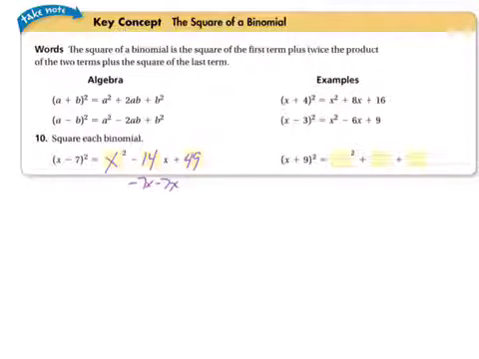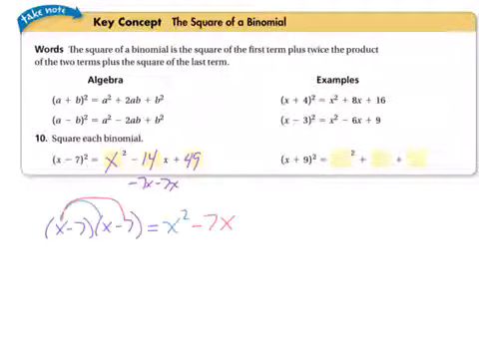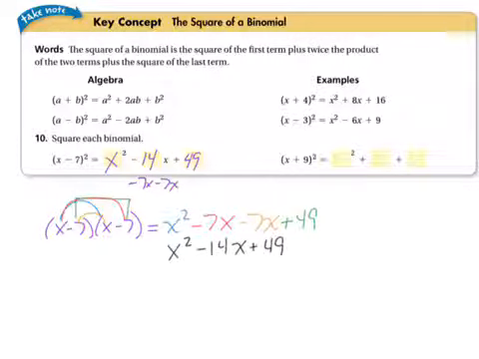Now here you can see that if I use the FOIL method, the same thing happened. Realizing that it's a square just saved us a bit of time. So let's look at the quantity x plus 9 squared. Square the first, that's x times x, which is x squared, twice the product of the two terms, so 9 times x, and then twice, so that's 18x, and then square the last term, which is 9 times 9, which is 81.